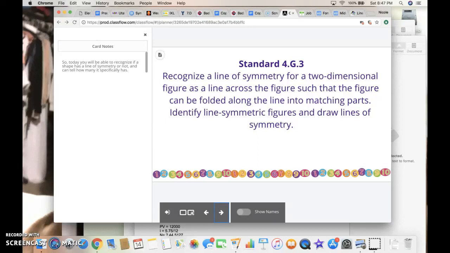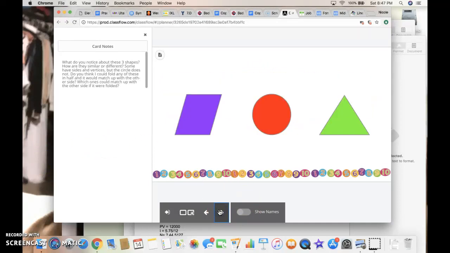So essentially today you will be able to recognize if a shape has a line of symmetry or not and can tell how many it specifically has. Alright, so first of all, what do you notice about these three shapes? How are they similar? How are they different?